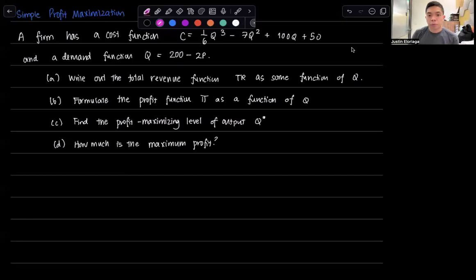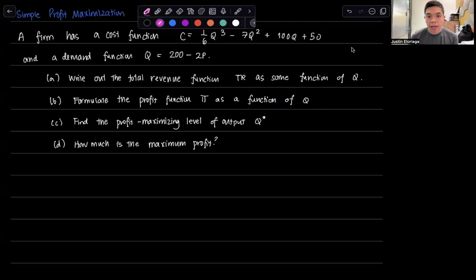Hi everyone, and welcome to this video on a simple profit maximization problem. Here we have a function of just one variable, Q. Our goal is to start by deriving the revenue function, then formulating the profit function, and finding an optimal value for Q and computing the maximum value. So what do we have here?